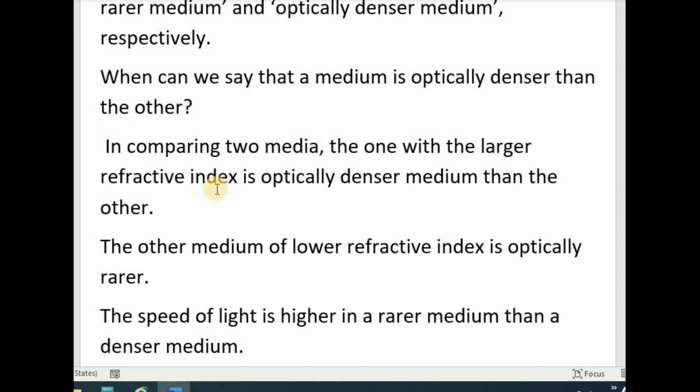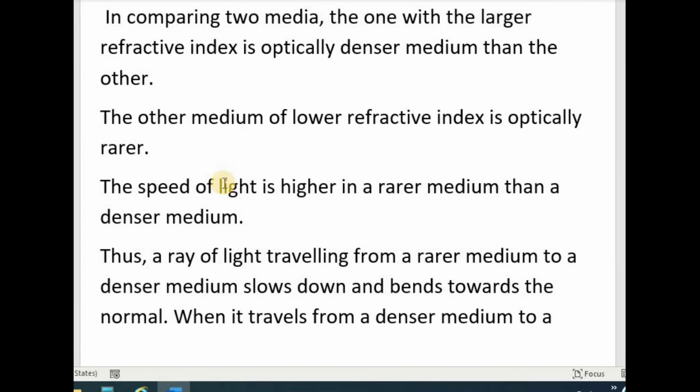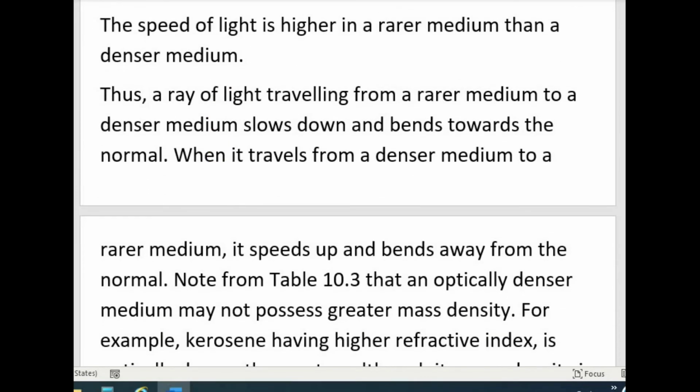Suppose we have two media, with light traveling from one medium to another. The one with more refractive index is optically denser, and the one with less refractive index is optically rarer. Now, what is the importance of discussing optically denser and optically rarer media?